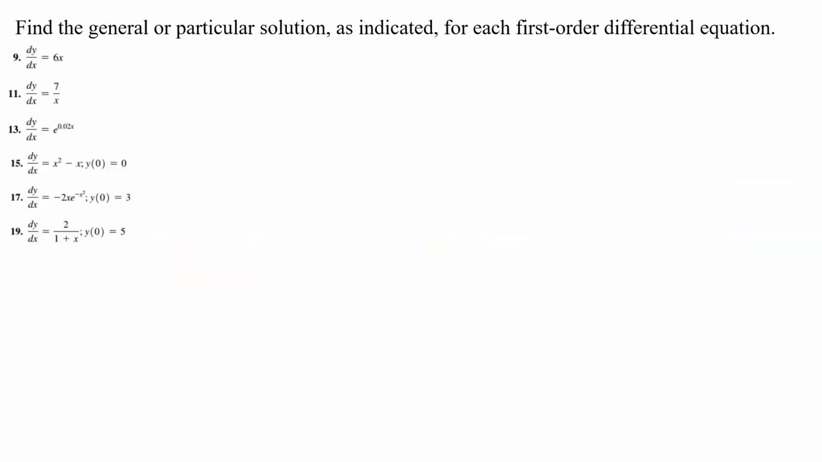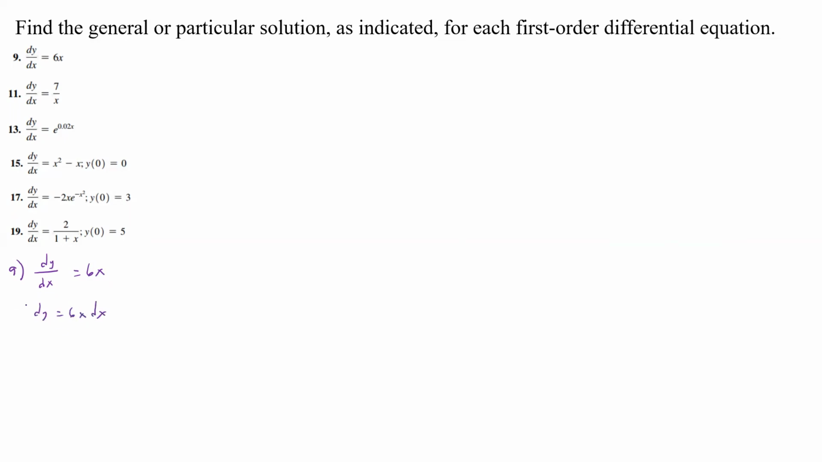So what I want to do is some example general or particular solutions of differential equations for first order. All right, so probably take a couple pages here. So let's look at 9. Here we have dy/dx equals 6x. To do this, we're going to multiply both sides by dx. We have dy equals 6x dx.